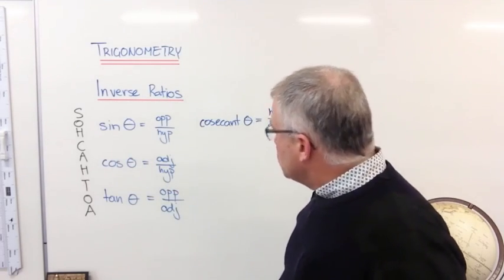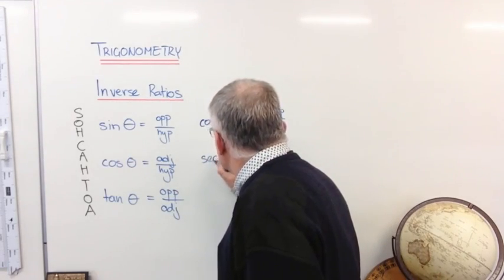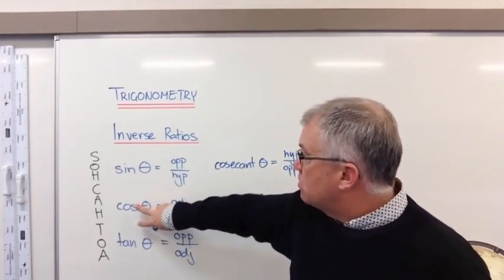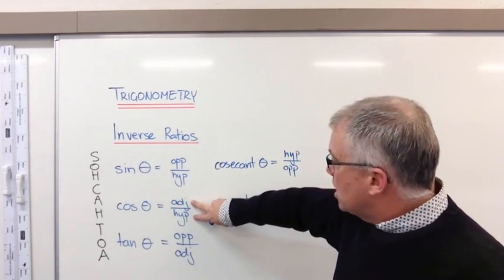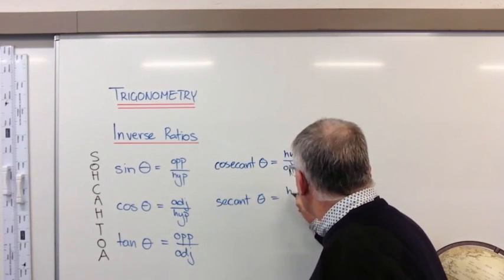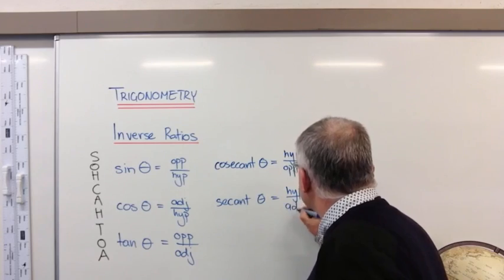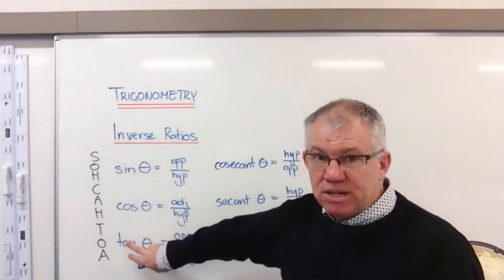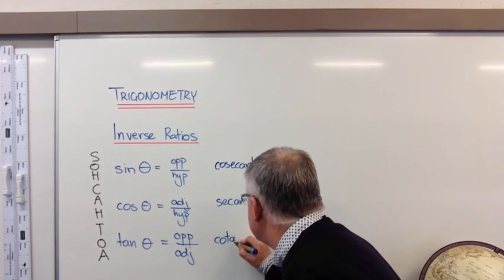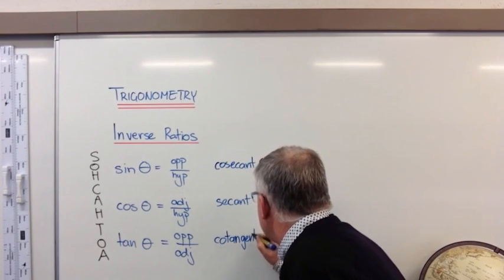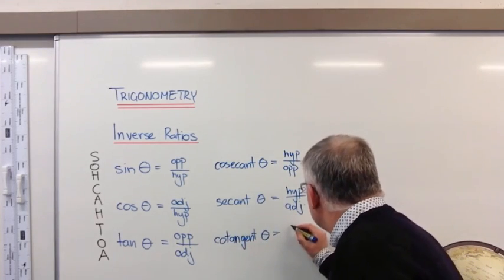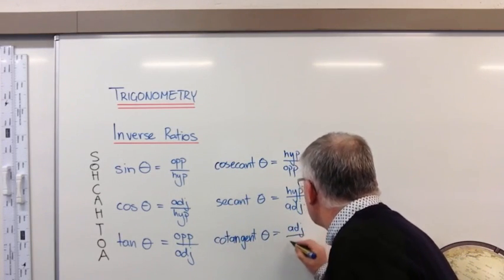Likewise, for the cosine ratio, we have secant, and we take the cosine ratio and we invert it. So we take the adjacent and hypotenuse relationship and invert it, and we end up with the hypotenuse over the adjacent. And likewise for the tangent ratio, we invert that. The inverse tangent ratio is cotangent, and we take the opposite over the adjacent side and invert it. So we'll have the adjacent over the opposite.